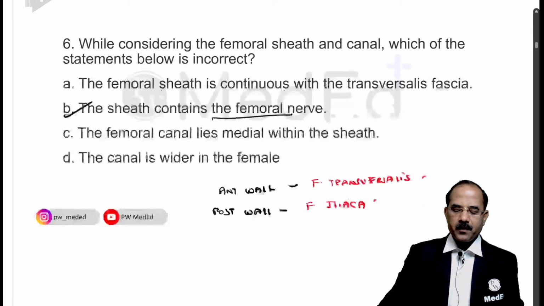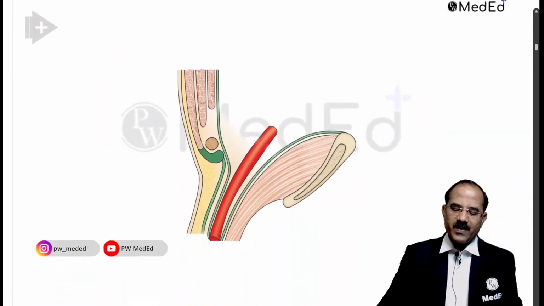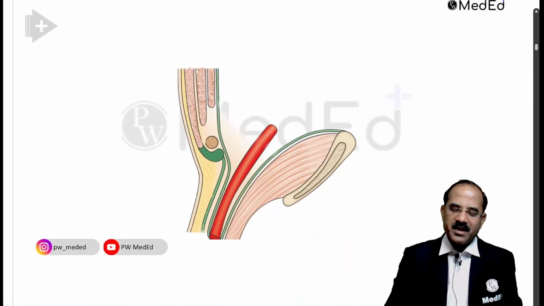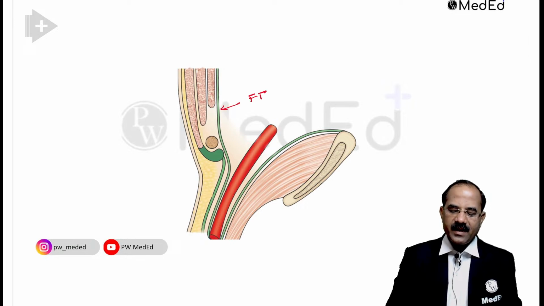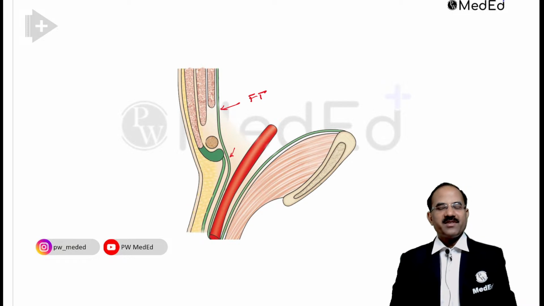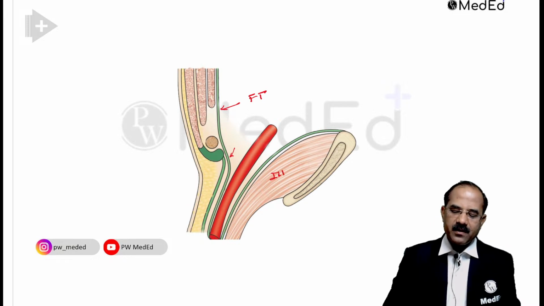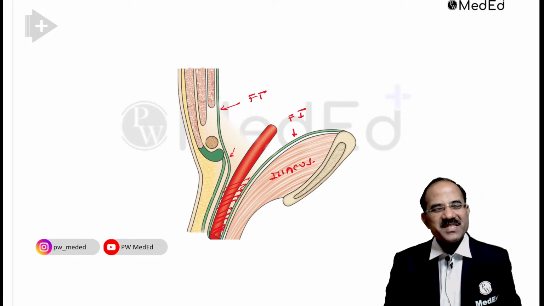Perfect. Now, the femoral. Oh, look at this. This is beautiful. So what is this known as? ये है fascia transversalis, and that's the anterior wall of femoral sheath. And what is this muscle? Iliacus. And what is this? That's the fascia iliaca. अब ये कौन है? That's the femoral sheath. That's the femoral sheath, students.